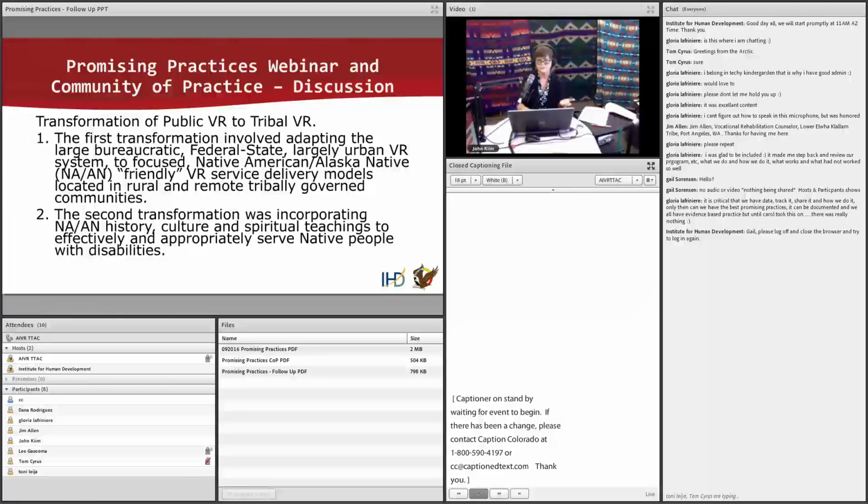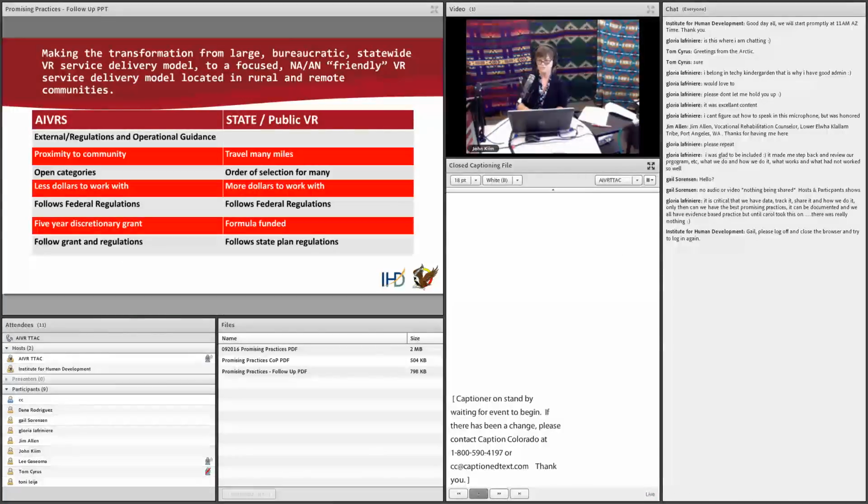The first category was things that were external to the organizations and how we operated. You can see on the screen some of the things that were identified, like being close in proximity to the community, having all open categories, knowing we had fewer dollars, and having to follow the regulations. I'm wondering if anybody has any comments on anything that appears in this first part, the external regulations that guided us.